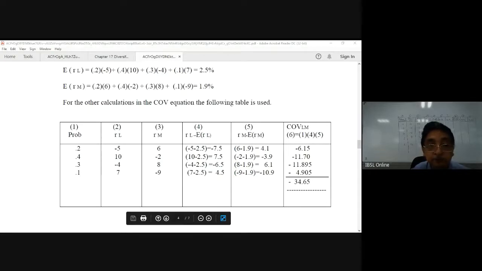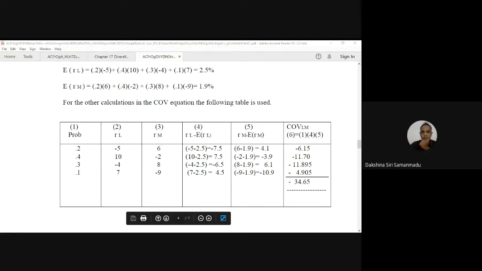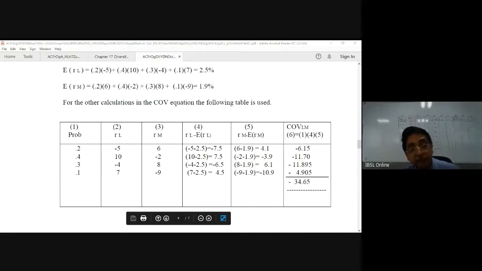I think now this is the way it can be worked out as on a table.